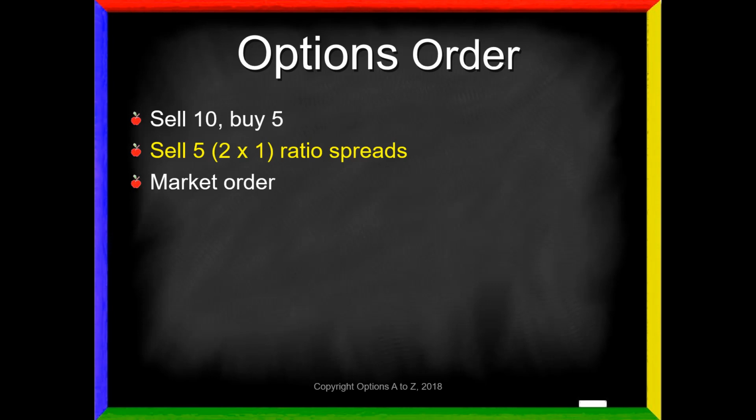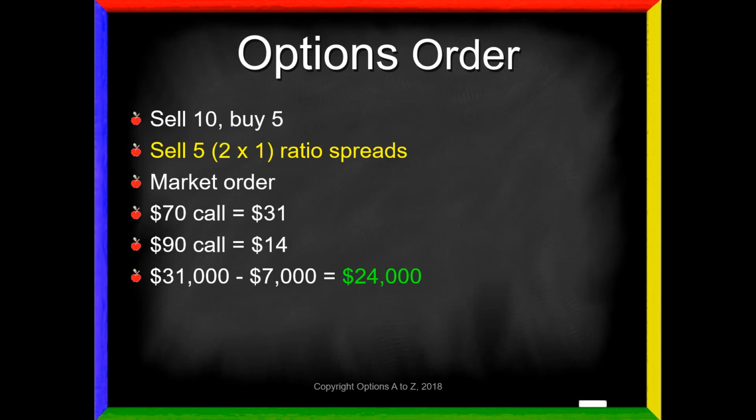So if that $70 call is trading for 31, and let's say you're going to roll to the $90 call and it's trading for 14, how much are you expected to get? Well, you're going to receive on your 10 contracts at 31 about $31,000. And for 5 contracts at 14, you're going to receive about $7,000. So the difference there would be $24,000. So your expected credit would be $24,000.